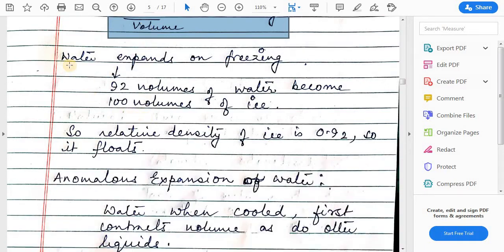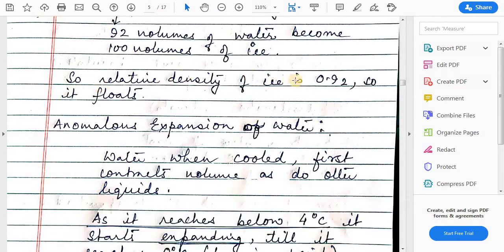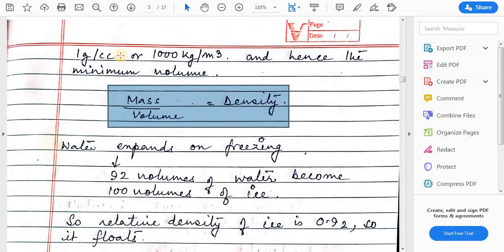Now, if you freeze, water will expand. You will see 92 volumes of water become 100 volumes of ice. So the relative density of ice is 0.92 and hence it floats, because the specific gravity or density of water is 1. You have seen over here 1 gram per cc.